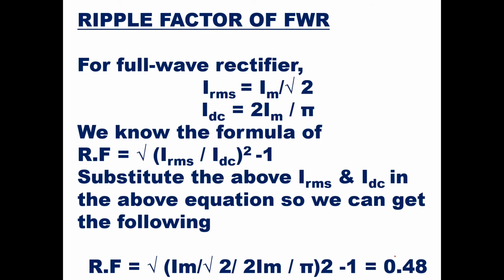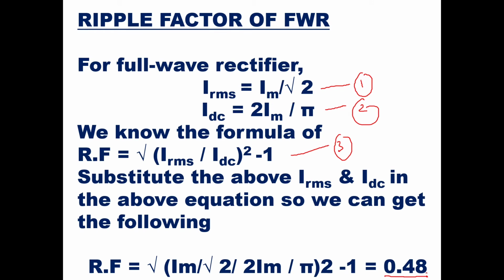Similarly, if you see the ripple factor for a full wave rectifier, first we have to start with IRMS, that is root mean square, given as, equation number 1, Im by root 2, and similarly IDC, that is the DC current, will be 2 Im by pi. Now the formula for ripple factor will be this equation 3. If you substitute equations 1 and 2 in equation 3, we'll get the ripple factor of the full wave rectifier as 0.48. These values you have to remember.